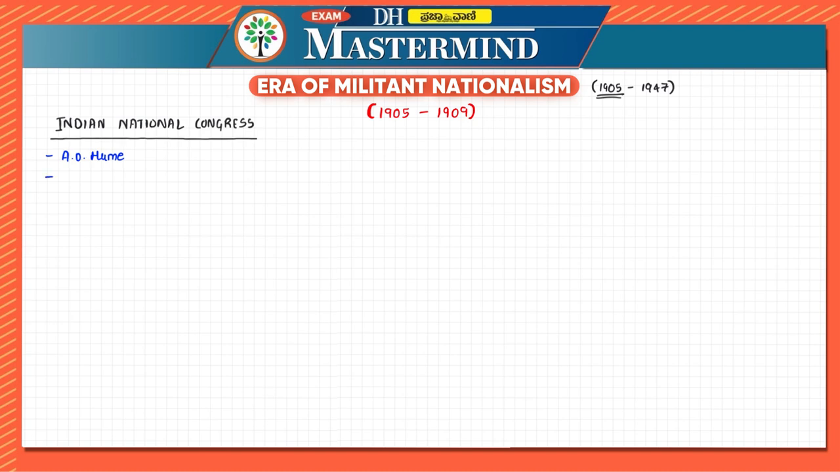Where was the first session of the Indian National Congress organized? It was organized in Bombay in December 1885.